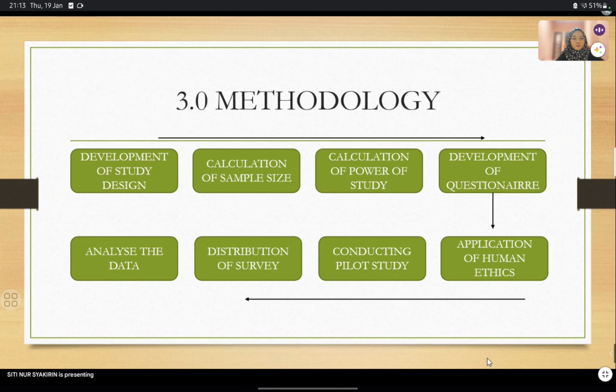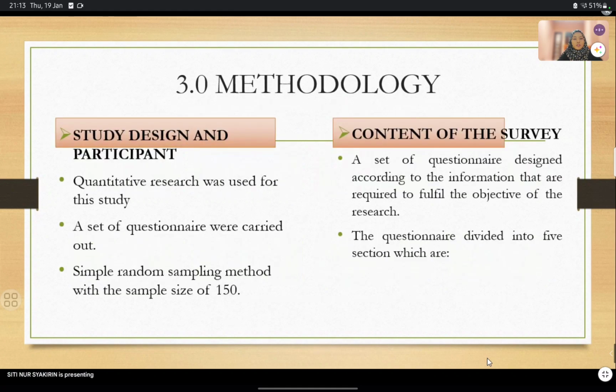For the development of the questionnaire, here are some of the inclusion and exclusion factors. And for the study design, we are using a set of questionnaires, which is going to be quantitative research. This survey consists of five sets of questions, which are demographic information, health history, vaccination information, information on COVID-19 and the symptoms, and also the effect of post-COVID-19 on their daily life.